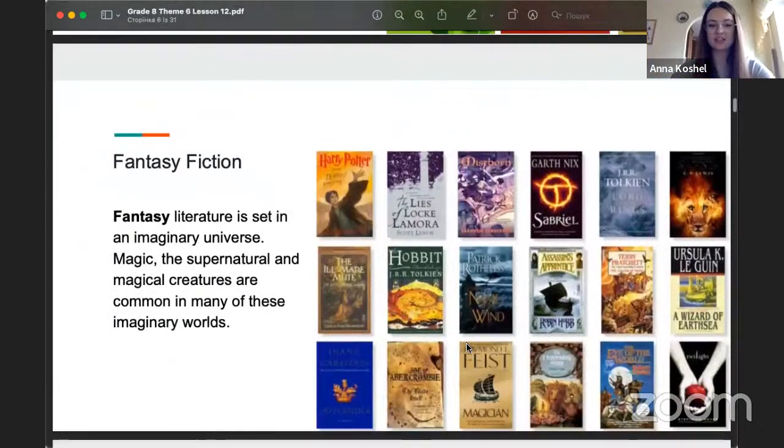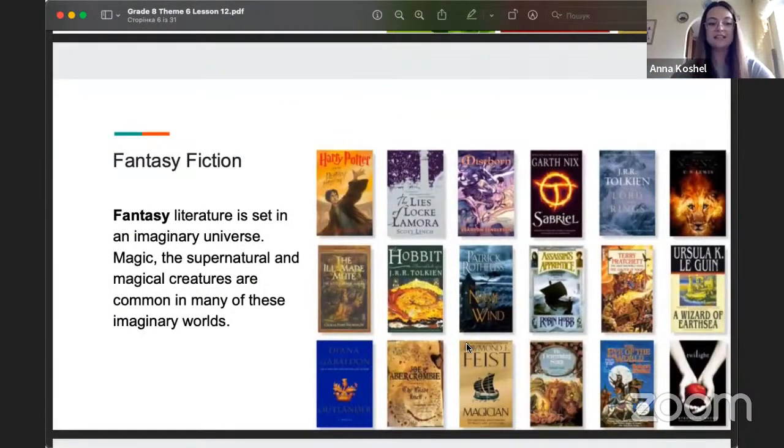The next genre we're going to focus on today is fantasy fiction. That's probably the most widespread literature today. In fantasy literature, the events in these books happen in an imaginary universe. Magic, the supernatural and magical creatures are common in many of these imaginary worlds. So Harry Potter, again, Narnia, this is a subgenre of fantasy fiction. Also The Hobbit, Patrick Rothfuss and his trilogy.